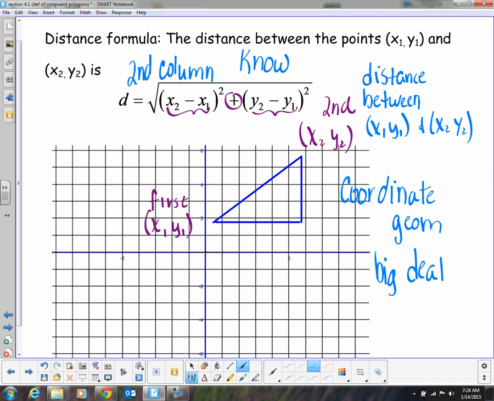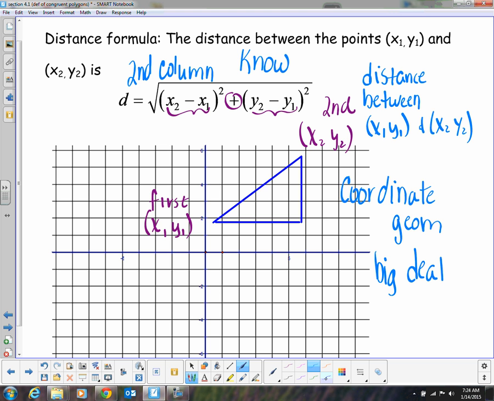It's a big deal. And when we get into the polygon unit, you're going to have to show that something's a square because the sides are equal. The only way you can do that is to use your distance formula. No, it doesn't matter. As long as if you start with 1 minus 2, you do 1 minus 2.